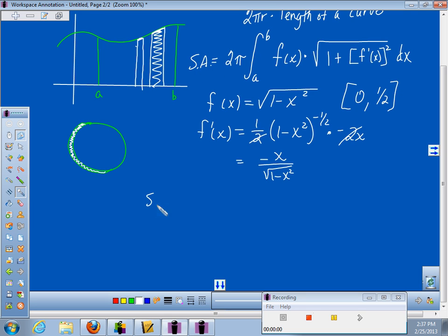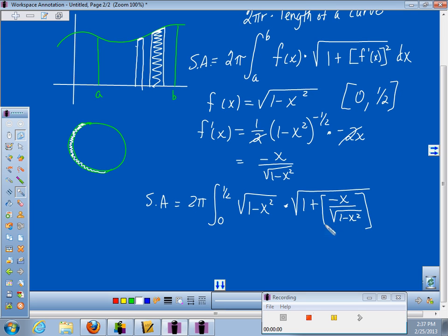Okay, so to do surface area, it says 2 pi. What's our a to b in this problem? 0 to 1/2. Then it says take the function, which in this case is the square root of 1 minus x squared, times our length of curve formula, which is the square root of 1 plus our derivative squared. And that's why we already figured our derivative, so we already have it in there. That whole thing squared.